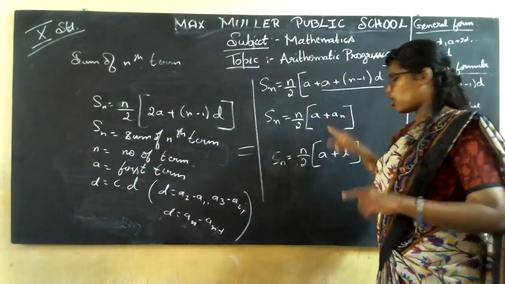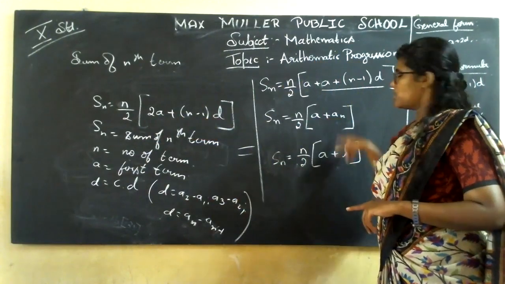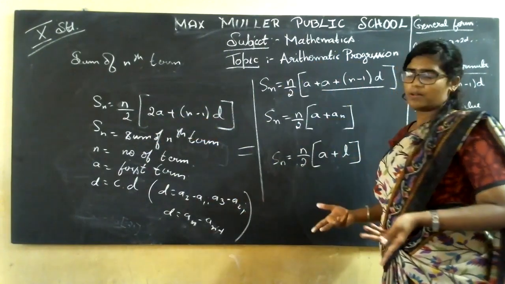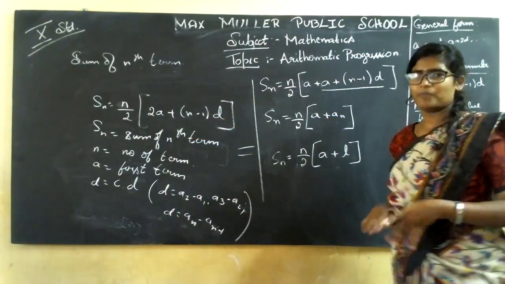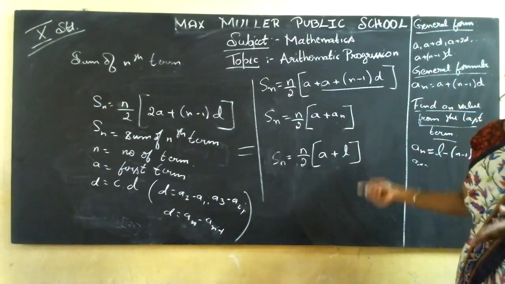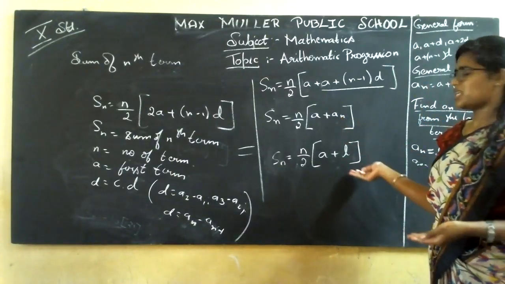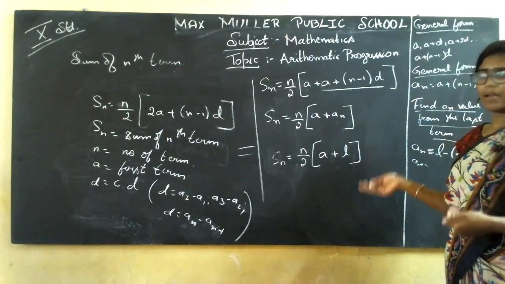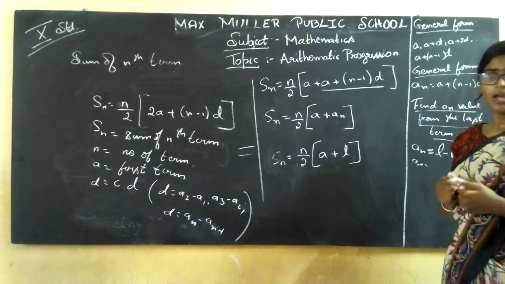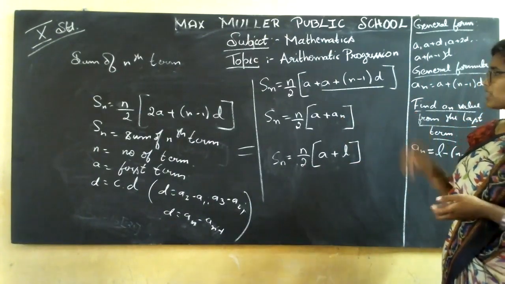An is also called the last term. Correct? So, in place of an, you can put L. Simple. So it becomes the last term value, that is Sn is equal to n by 2 a plus L. Clear about this, children? I hope everything is clear.